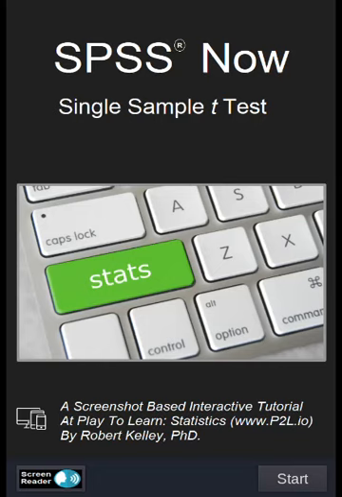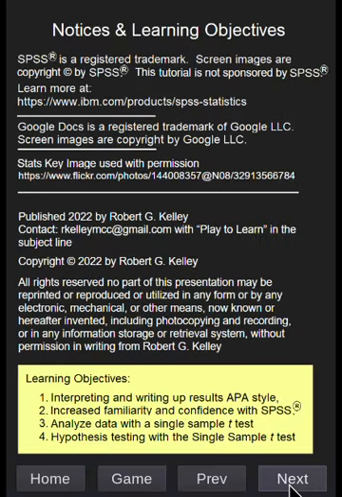We're in the tutorial mode for SPSS, a single sample t-test. Here are our learning objectives: interpreting and writing up results APA style, increased familiarity and confidence with SPSS, analyzing data with a single sample t-test, and hypothesis testing with the single sample t-test.